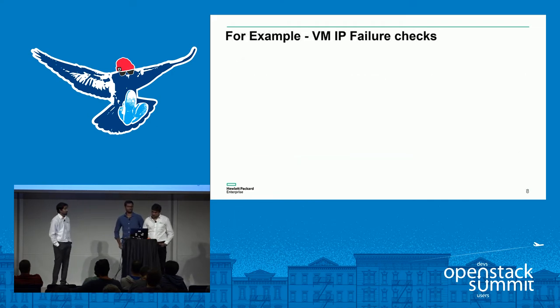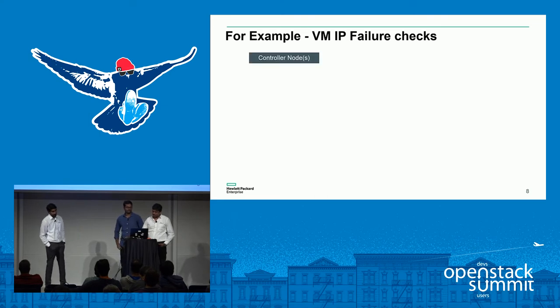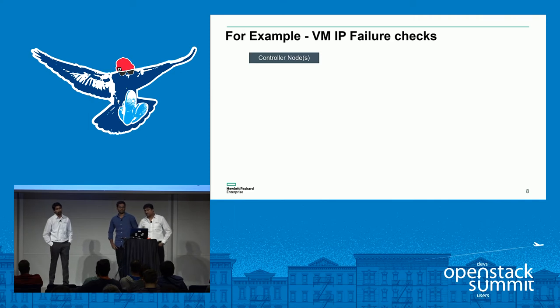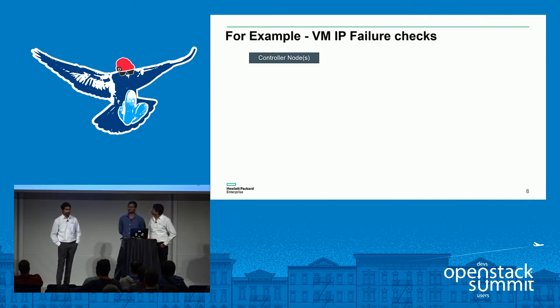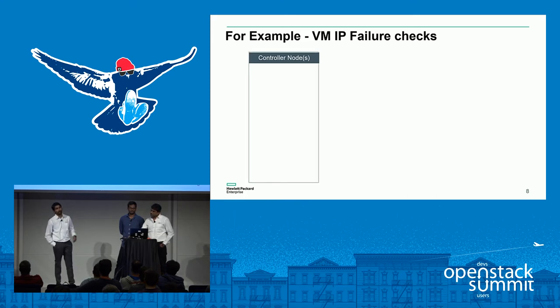Hello, everyone. I thought of explaining one of the scenarios we've taken, which is most common in our OpenStack deployments. Usually we encounter VM IP failures, where the VM is created but internally the VM doesn't get an IP from DHCP. So we thought of explaining how we drill down the flow, and then how we automate that.